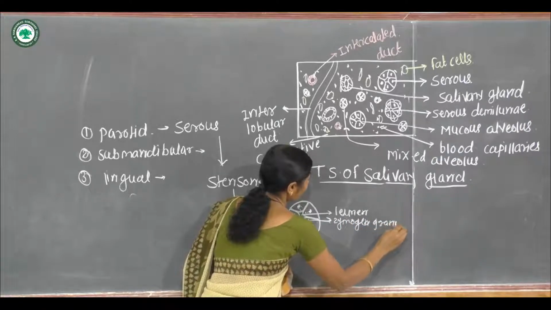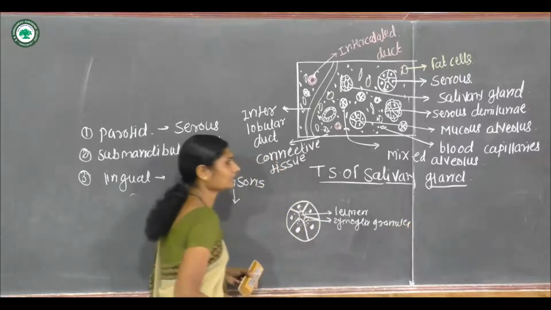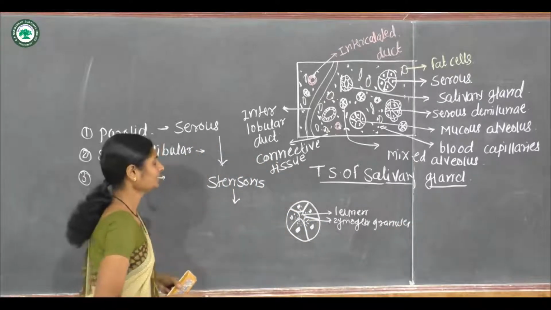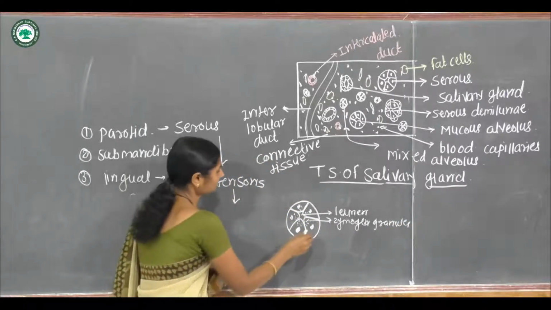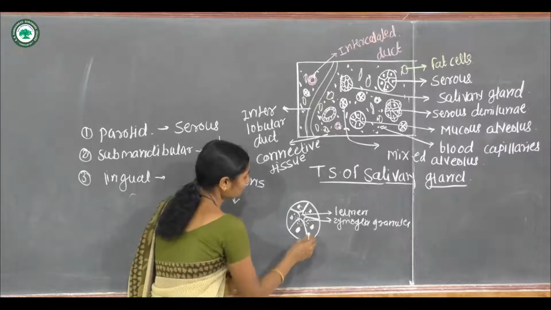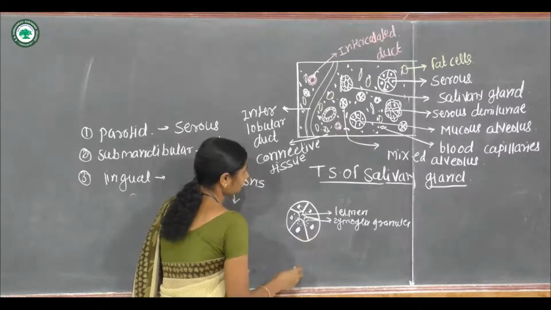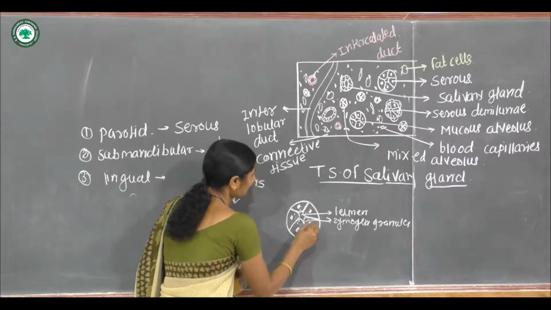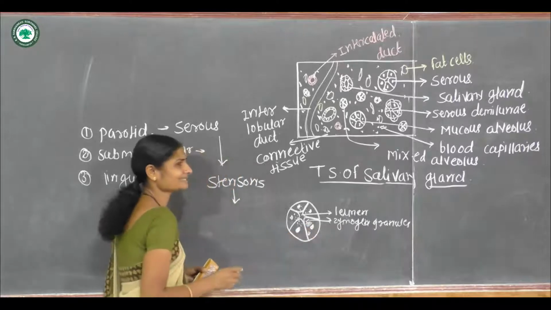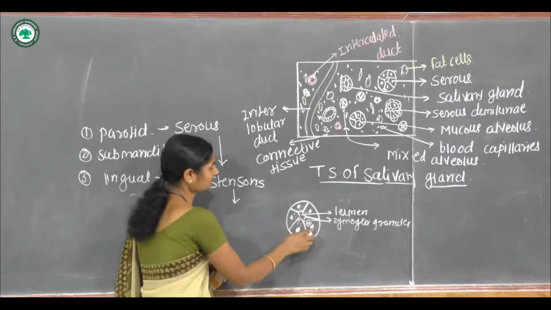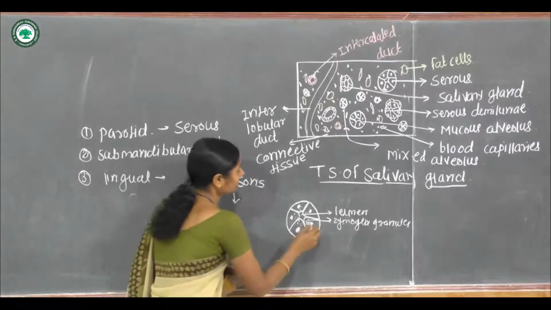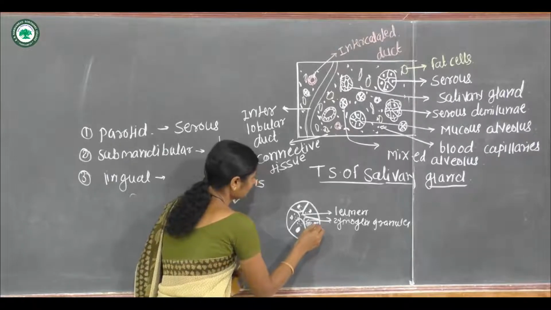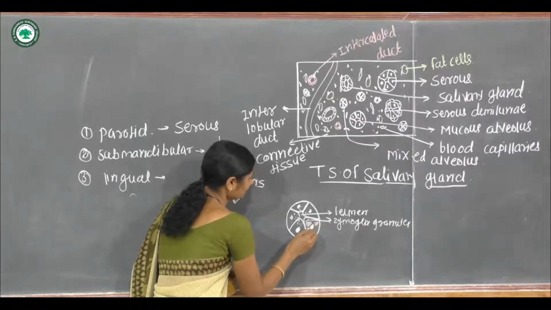Zymogen granules are present towards the apex region. In these cells, mitochondria are also present. The Golgi apparatus is present between the secretory granules and the nucleus. Rough endoplasmic reticulum is also present.